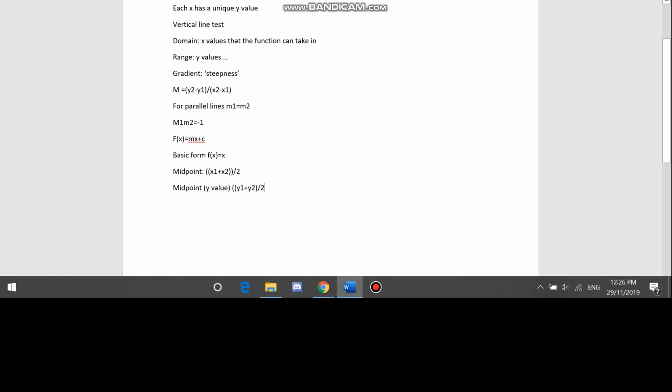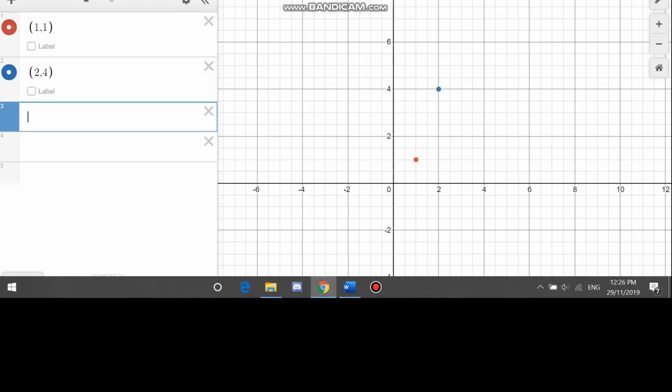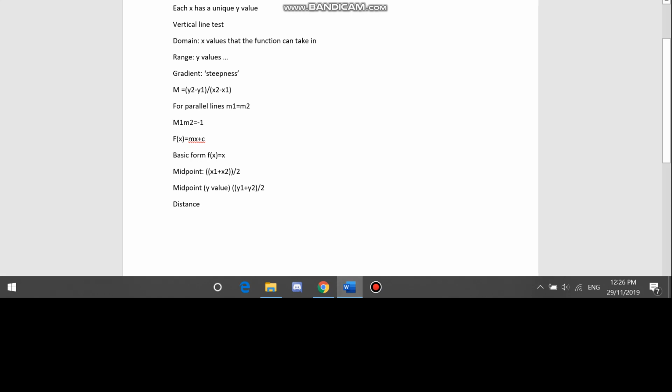The distance formula. In a linear function, as you can see, if we complete this, a right angle triangle is formed. And so, to reflect Pythagoras, the distance formula is the square root of the difference between the x coordinates, all squared, plus the same for the y coordinates. This should be square root.